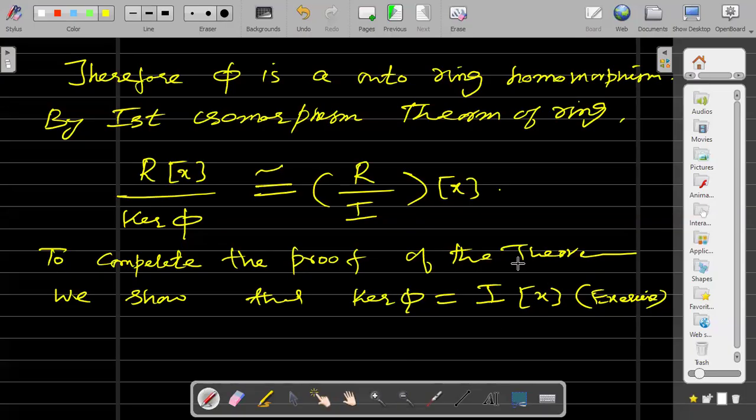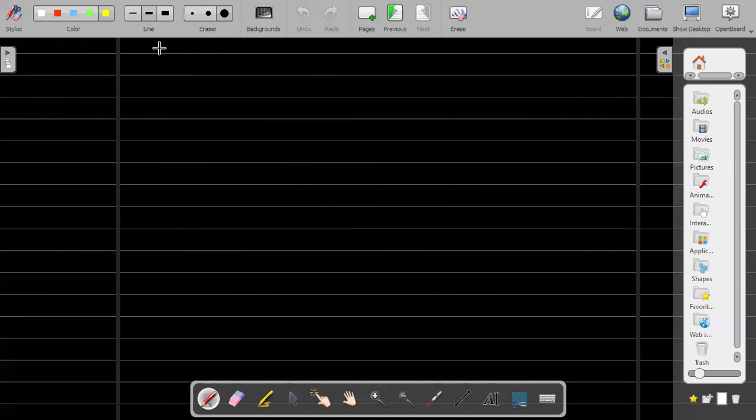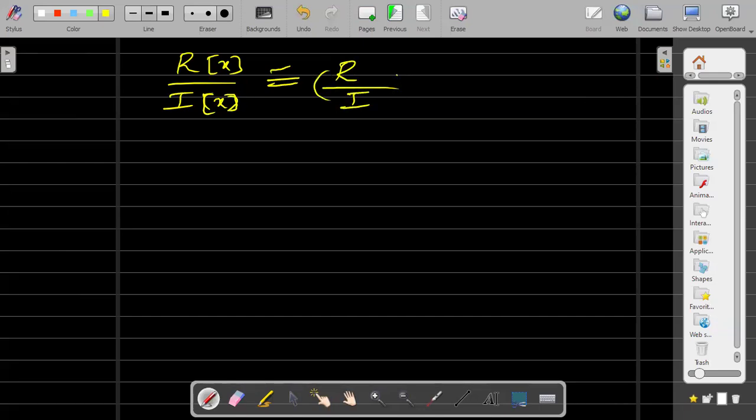So, let's start our lecture again. So, we have seen that this Rx, we have proved this Rx over Ix is isomorphic to R over Ix.